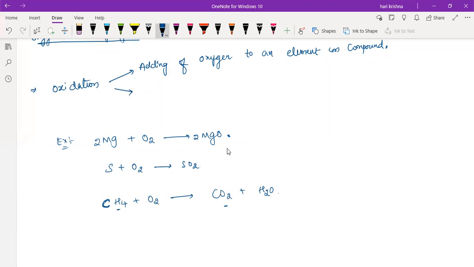Oxidation means either you can add the oxygen to an element or compound, or you can remove the hydrogen from an element or compound. That is an oxidation. Oxidation means adding of oxygen to an element or removal of hydrogen from the element. So if you take this example, hydrogen is removing from the carbon atom and the oxygen is adding to the carbon atom. So it undergoes oxidation process.